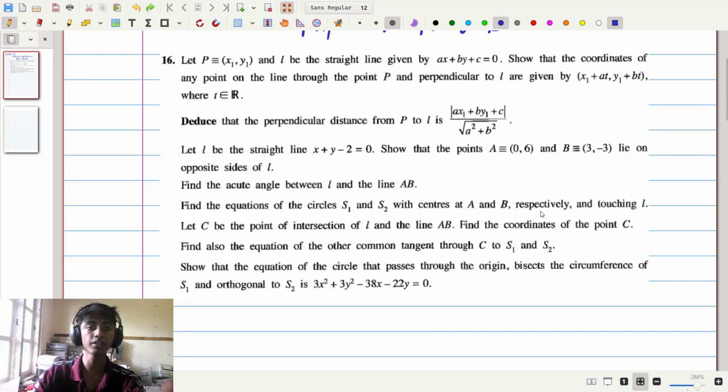Now moving on to the question. Since this question is quite long, I will be discussing the first half of this question until this point, and after that I will then discuss the second part of the question until the end.